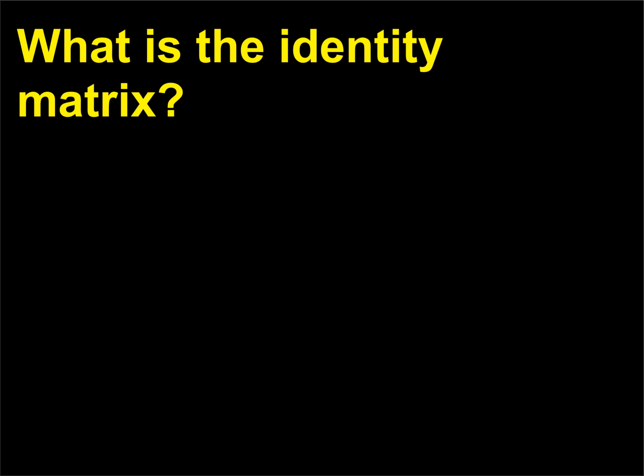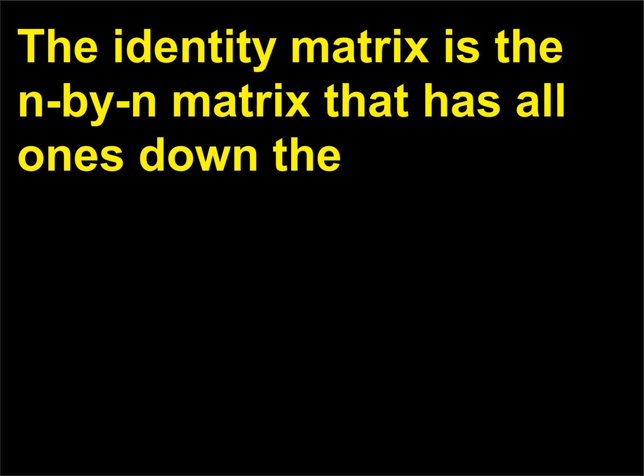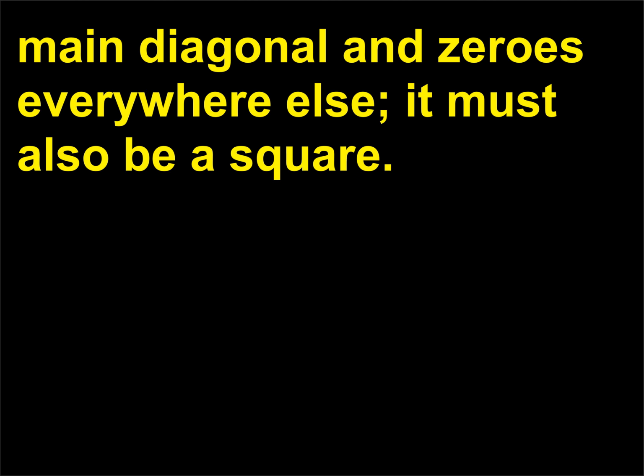What is the identity matrix? The identity matrix is the n by n matrix that has all ones down the main diagonal and zeros everywhere else. It must also be a square.